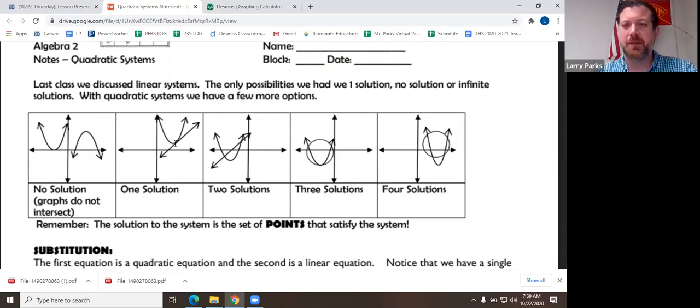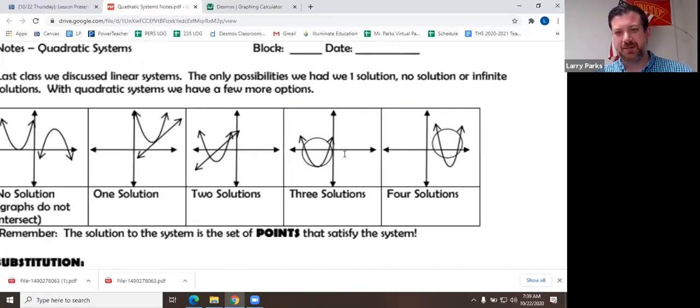Here is an example of a picture where I would say they intersect once. And where do they intersect? Right there. What is that solution? Well, we can't see the number, so I can't tell you. Here, I see that this line intersects this parabola twice. So I would say 2 solutions.